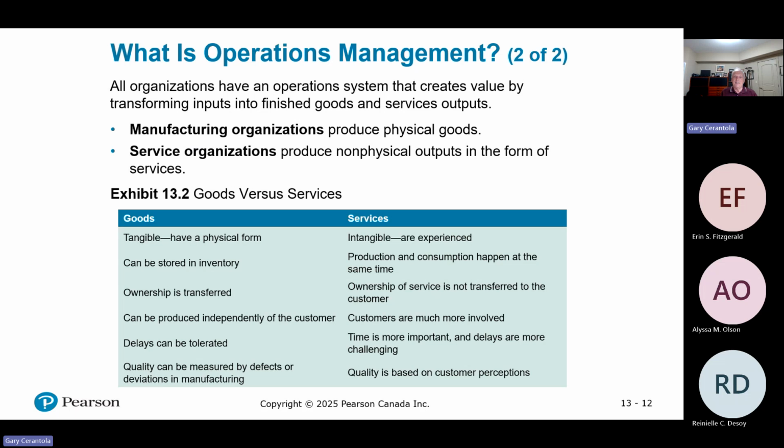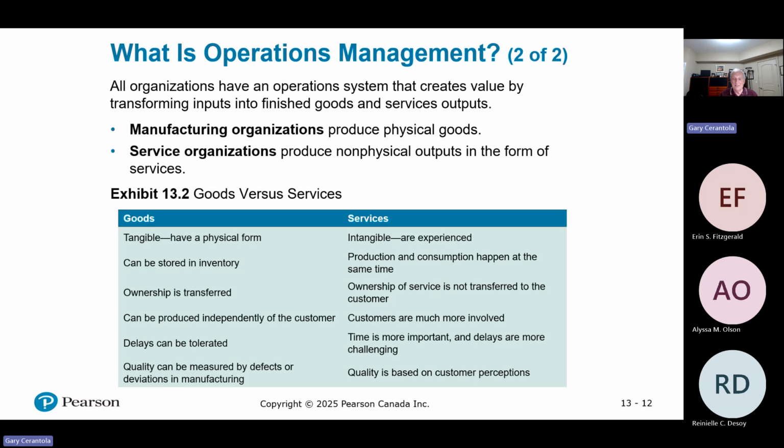And understand the difference in transformations between goods and services. So goods are tangible. They have a physical form, right? They can be stored in inventory. Their ownership is transferred, and that's key. So let's go to services. They're getting better at that because you can show virtual reality now, say on a website, for say landscaping, what your backyard's going to look like. So it gets a little more tangible now.